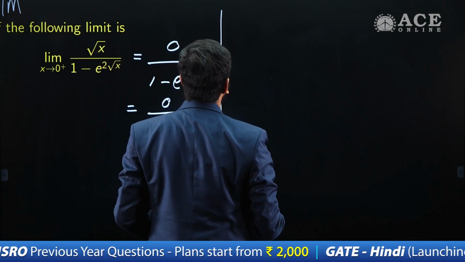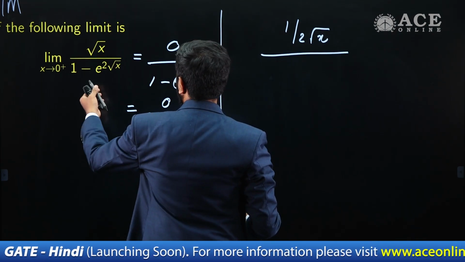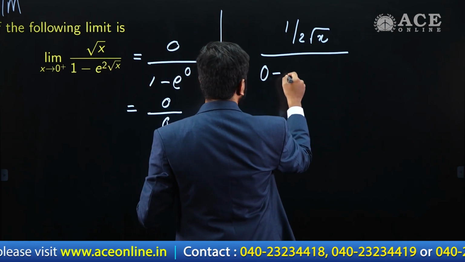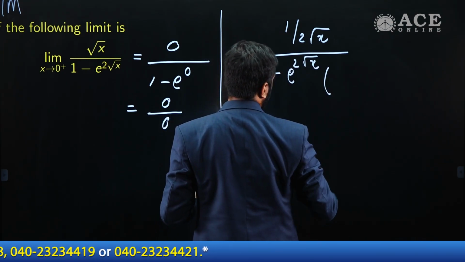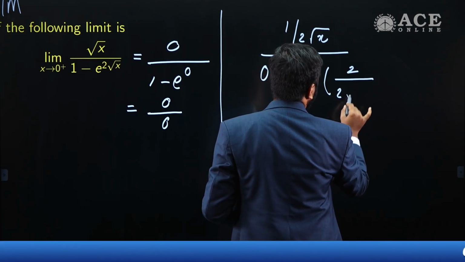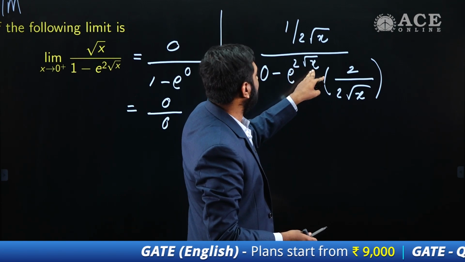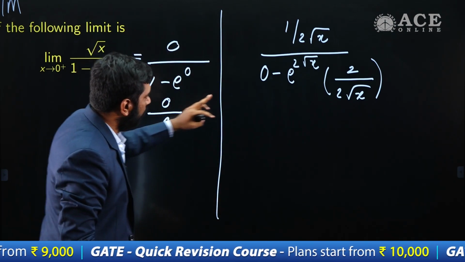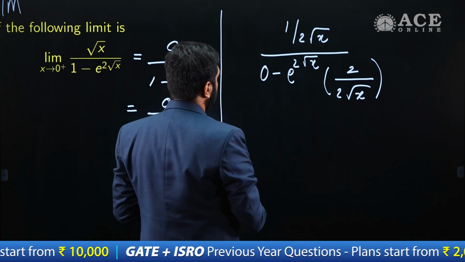So what happens? The derivative of the numerator is 1 divided by 2 root x, and then the derivative of the denominator is 0 minus, now this is like e power something, so the derivative is e power 2 root x into the derivative of 2 root x. The derivative of 2 root x is 2 into the derivative of root x, which is 1 by 2 root x. So you have to do this differentiation carefully. The derivative of e power 2 root x is e power 2 root x into 2 by 2 root x.